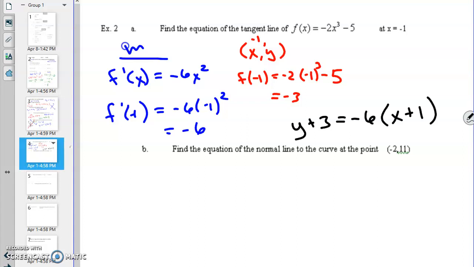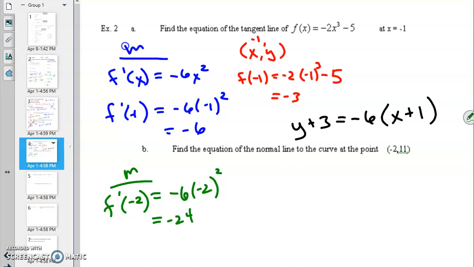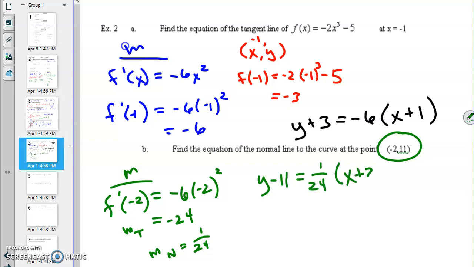Absolutely. And if we're going to find the equation of the normal line to that same curve but at a different point, we need to find the slope at -2. By plugging it into the slope rule, the derivative. -2 squared is 4 times -6 is -24. And remember, that's the tangent slope. Now we want to find the normal slope. Negative reciprocal, 1/24. We have the point given to us this time. y minus 11 equals 1/24 (x plus 2).